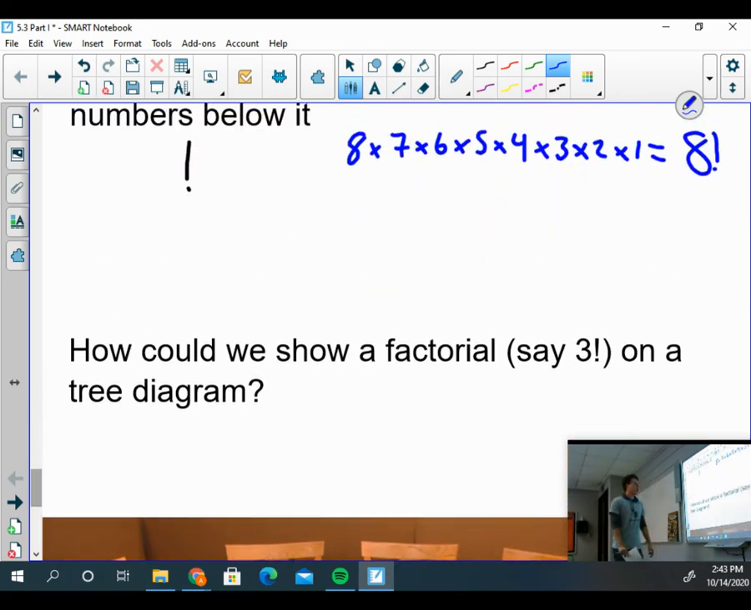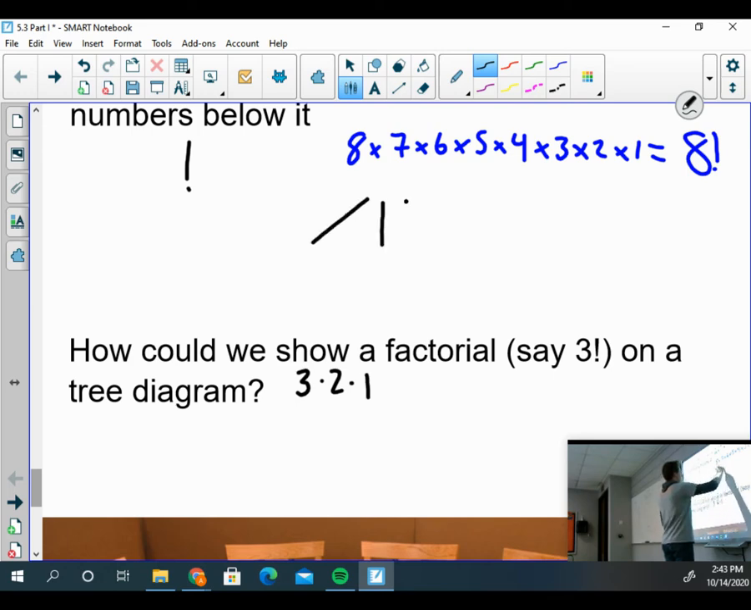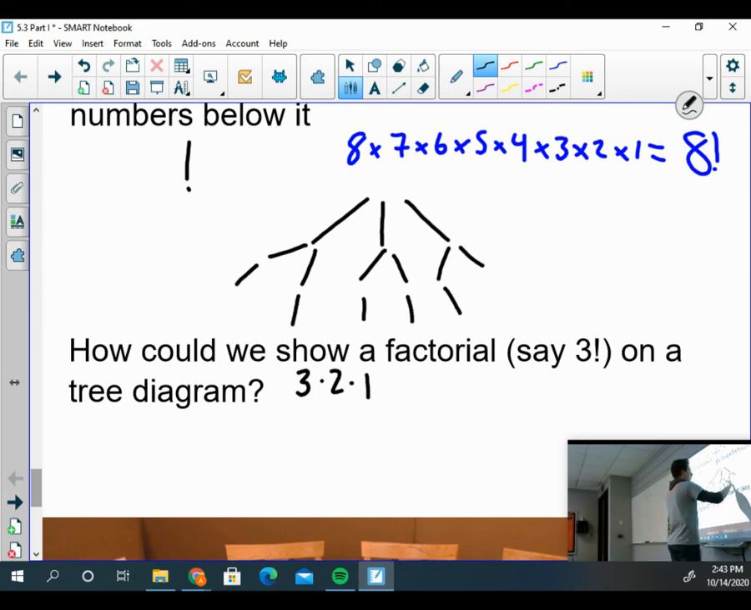Now, how could we show a factorial on a tree diagram? Well, quite simple. For that first, if we're doing 3 factorial, we know that's 3 times 2 times 1. So we could show it on a tree diagram with 3 different options for the first, 2 for the second, and 1 for the third. You find out that 3 factorial is 6. And we can see that in the sample space.